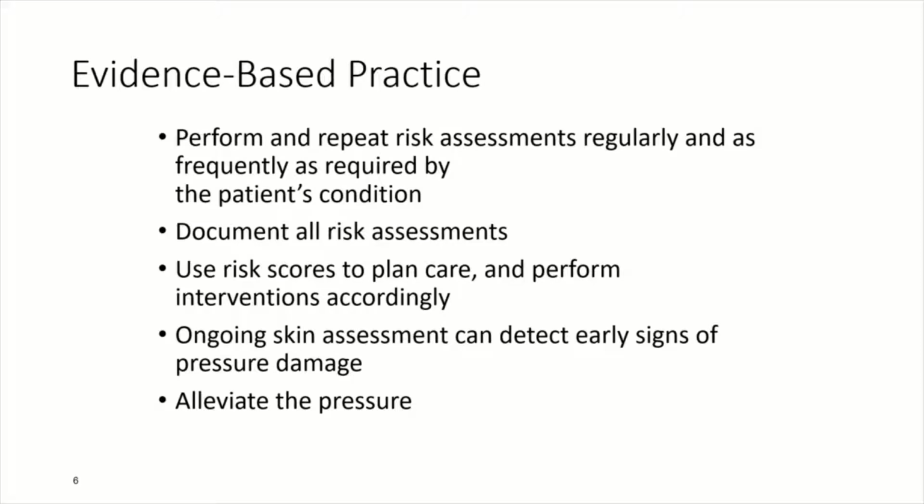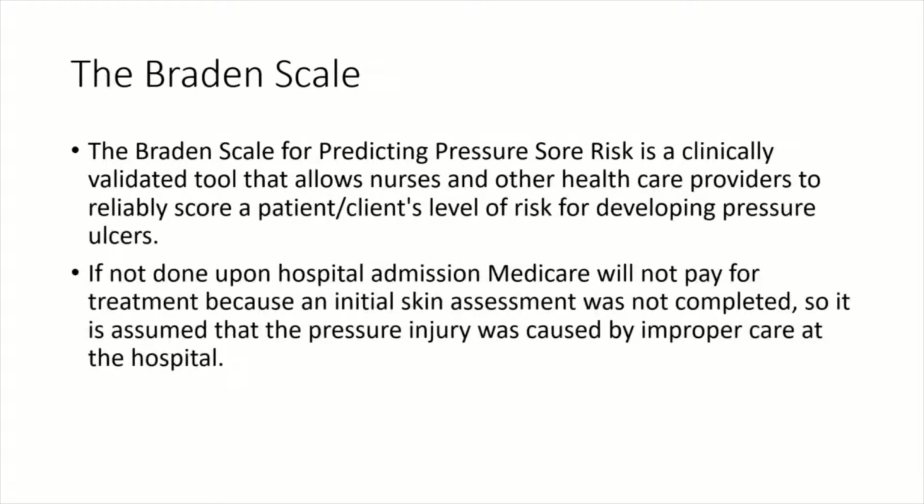and anytime that we see somebody at risk, we want to promptly intervene. The Braden scale. The Braden scale is used for predicting pressure ulcer risk. It is a clinically validated tool that allows nurses and other healthcare providers to reliably score a patient's level of risk for developing pressure ulcers.